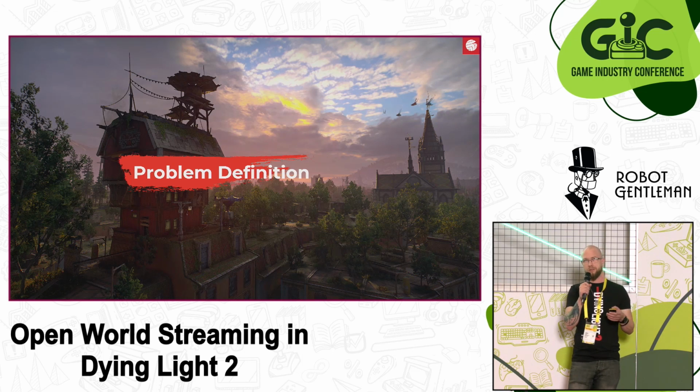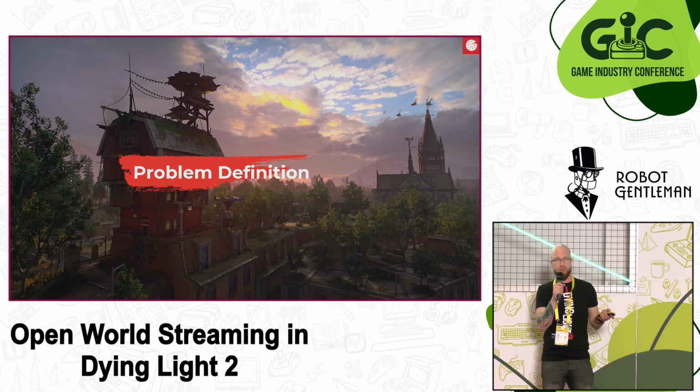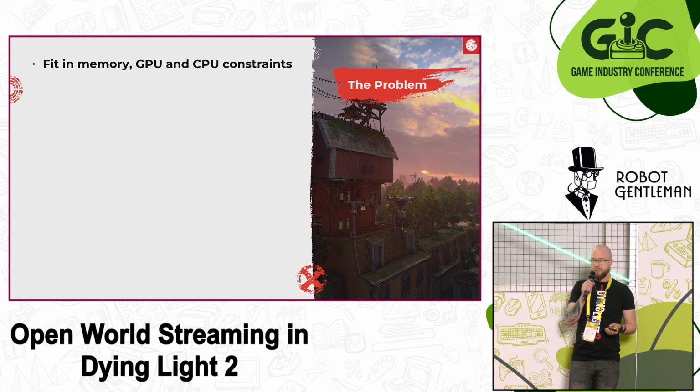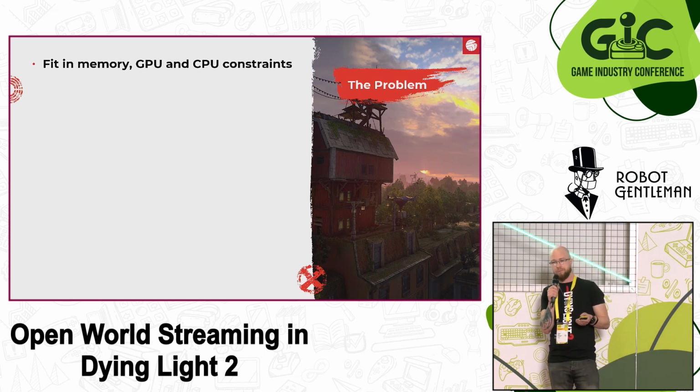Okay, so now that you know a bit about the world of Dying Light 2 and what I mean by world streaming, let's define the problem that we are solving. So the problem is that we've got low-end consoles that pose some constraints on us that we need to fit in the memory. All the time during the play, when the player plays our game, we must fit under memory budget. And also, the GPU and CPU time of a frame cannot exceed 33 milliseconds.